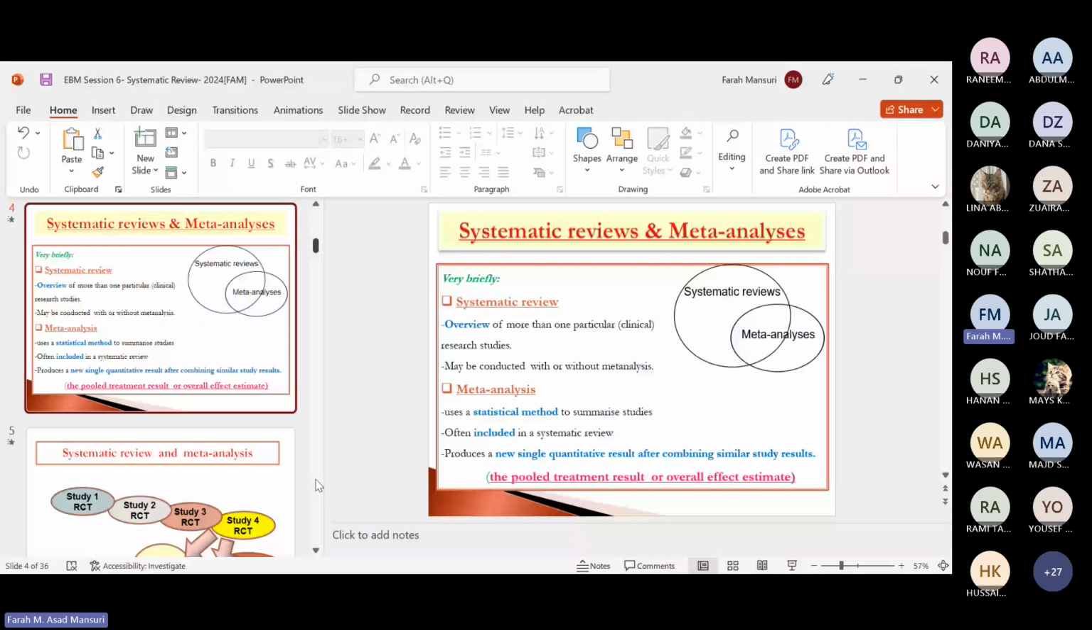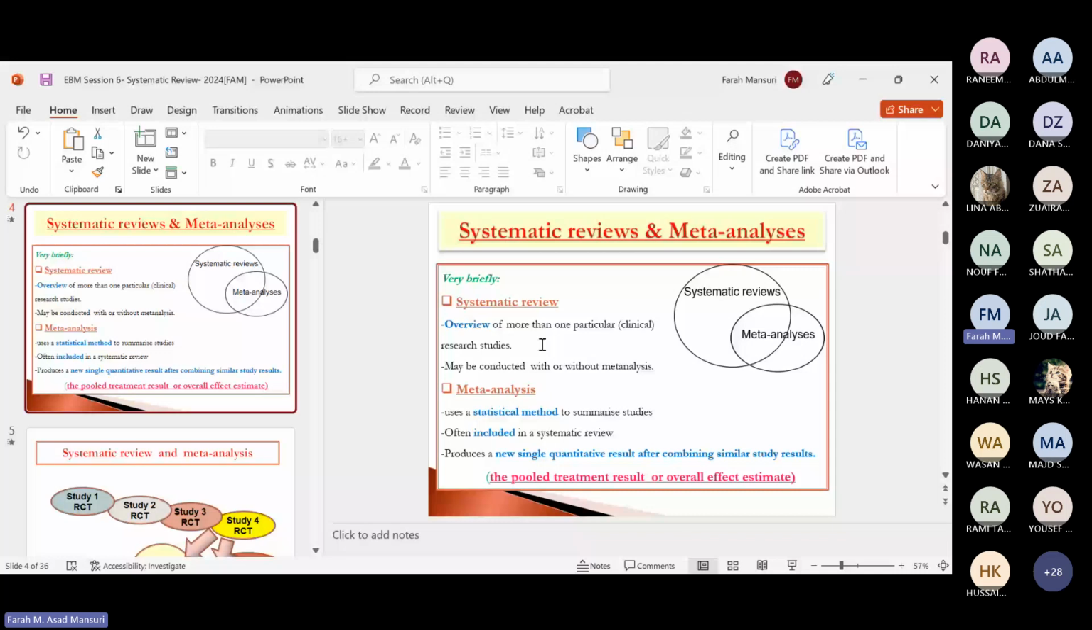Then you should know what a systematic review is. A systematic review is actually an overview, a combination of more than one particular research study. So a combination of more than one clinical study is published as a systematic review. As the name says, it's a review article. It's a type of article which we publish as a research article.